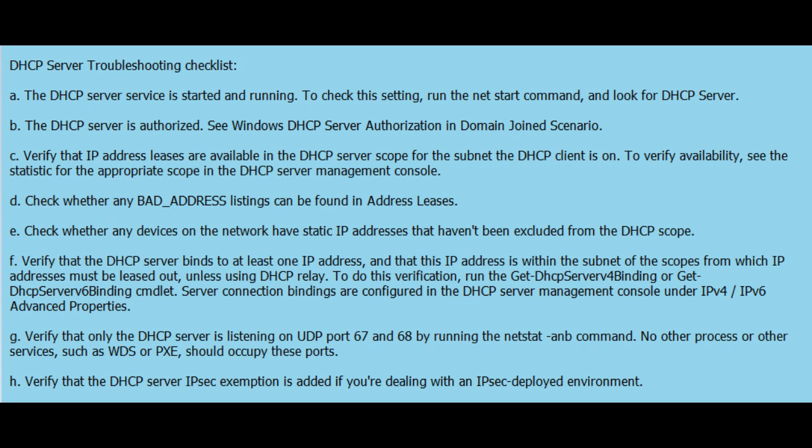Verify that only the DHCP server is listening on UDP port 67 and 68 by running the netstat -rnb command. No other process or other services, such as WDS or PXE, should occupy these ports. H. Verify that the DHCP server IPsec exemption is added if you are dealing with an IPsec deployed environment.